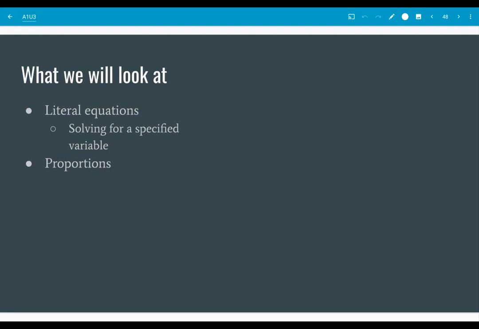In this video, we're going to look at literal equations, which, generally speaking, are equations with no numbers or with more than one variable, and we're going to be solving for a specified variable. We're also going to take a brief look at proportions.